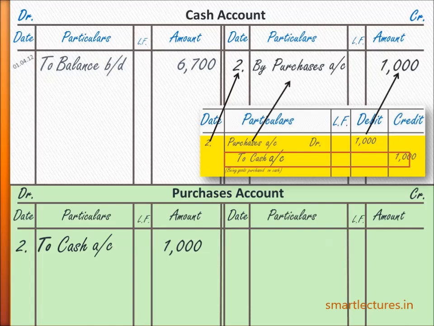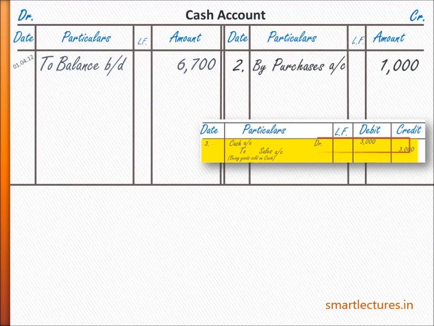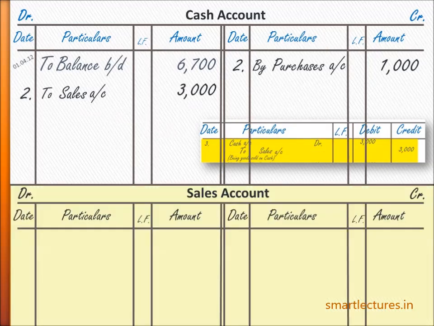Now cash account has been debited by rupees 3,000. So write down on debit side rupees 3,000 to sales. Then sales account has been credited by rupees 3,000. Come to the sales account on credit side rupees 3,000 by cash account.